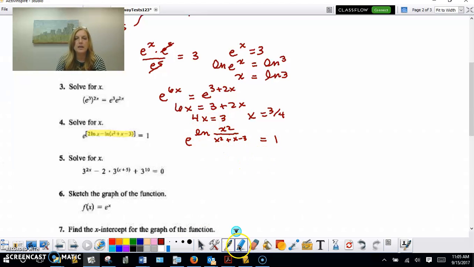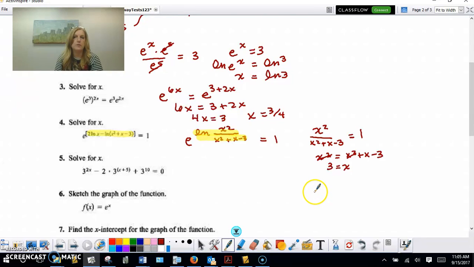So we highlight and we take that entire exponent and we rewrite it so that it is one single logarithm using our log properties. Then we can cancel, because these are inverses of each other. So we end up getting basically x squared over x squared plus x minus 3 is 1, and then we just use our algebra to solve. Essentially, we would end up with x squared equal to x squared plus x minus 3. Cancel your x squareds. So x equals 3 would be our solution to that one.